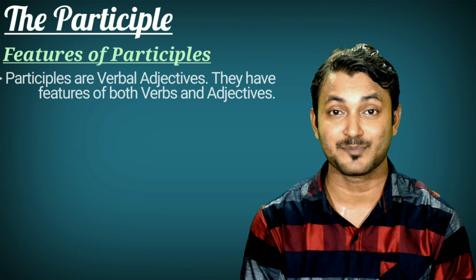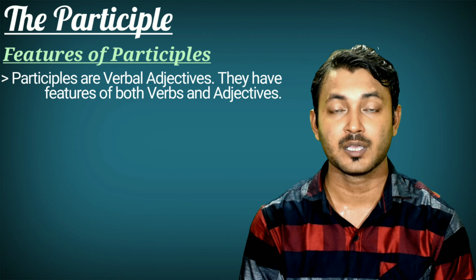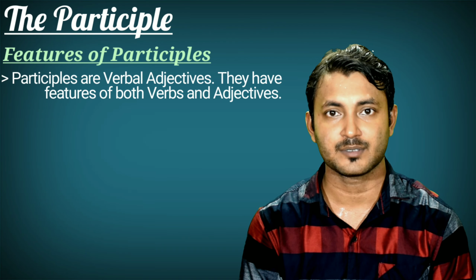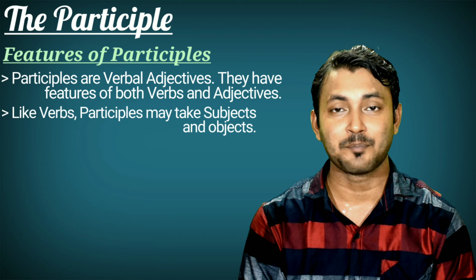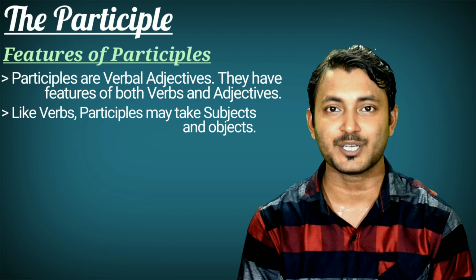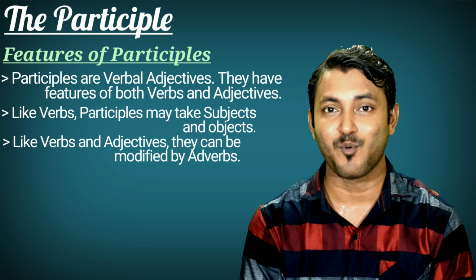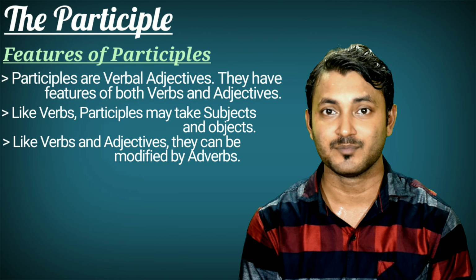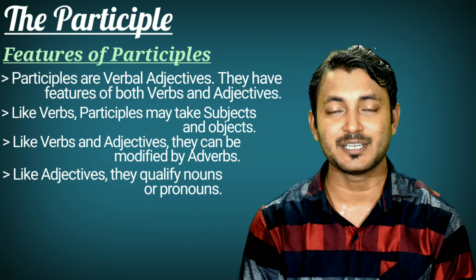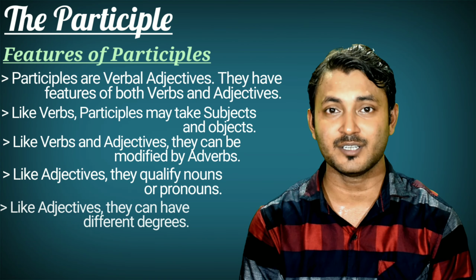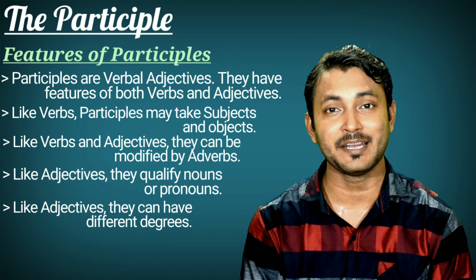As I said, participles are verbal adjectives, so they have features of both verbs and adjectives. Like a verb, a participle can have a subject or an object. Like a verb, it can be modified by an adverb. Like an adjective, it can qualify a noun or a pronoun. And like an adjective, it can have different degrees.